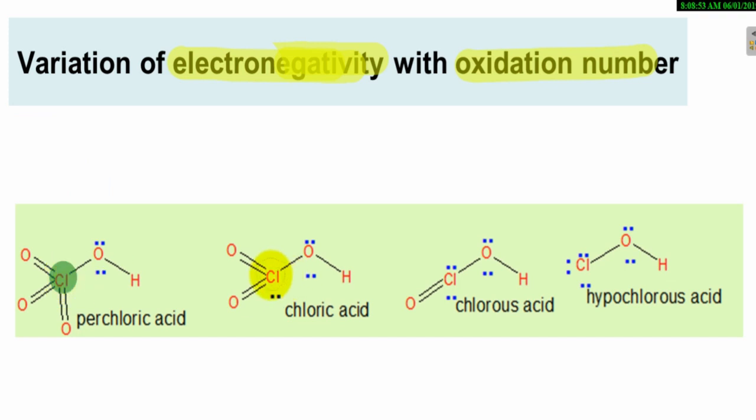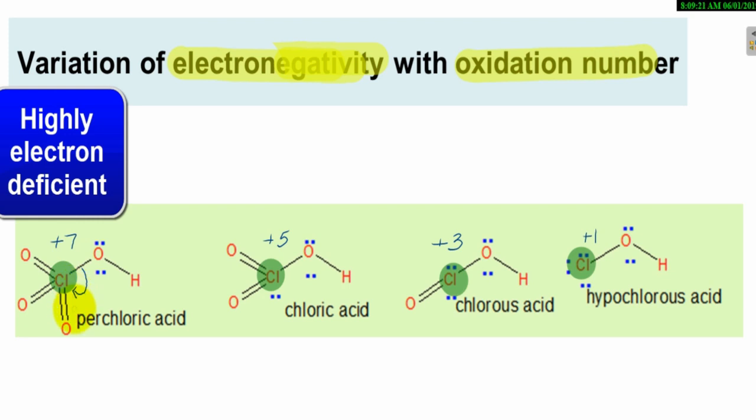In this series, the central atom chlorine has different oxidation numbers. In the first case, it is +7. Second chlorine is +5 and third is +3. The last one has +1 oxidation number. Now, which chlorine is more electron hungry? The one with +7, very high positive charge. Very high oxidation number means very electron deficient. It means it has more tendency to pull electron density on itself. It means it is more electronegative.